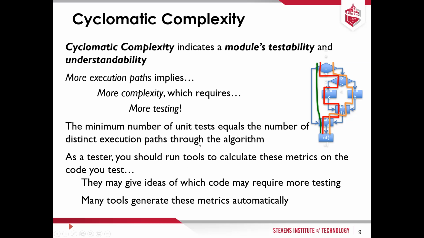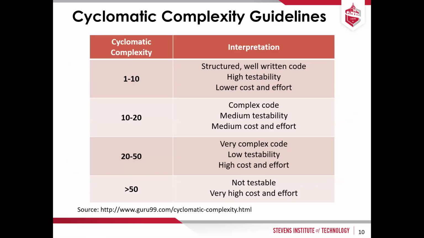So the minimum number of unit tests equals the number of distinct execution paths. The minimum number of paths that I predicted is equal to the number of unit tests that I need to have. Then I have some rules of thumb for that.